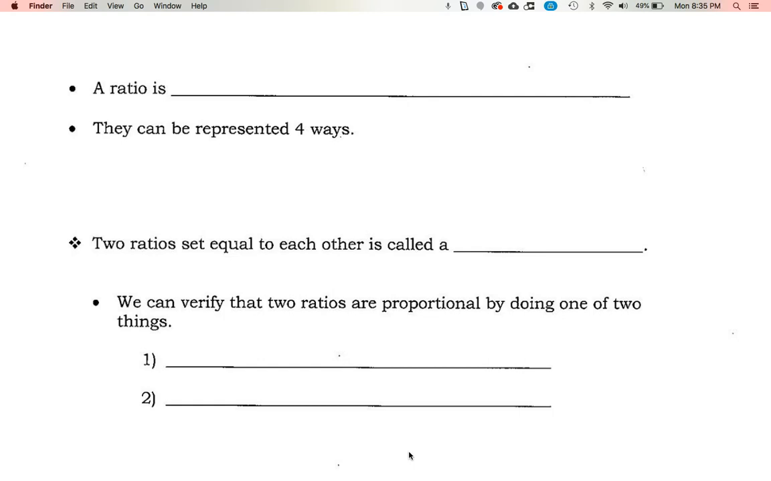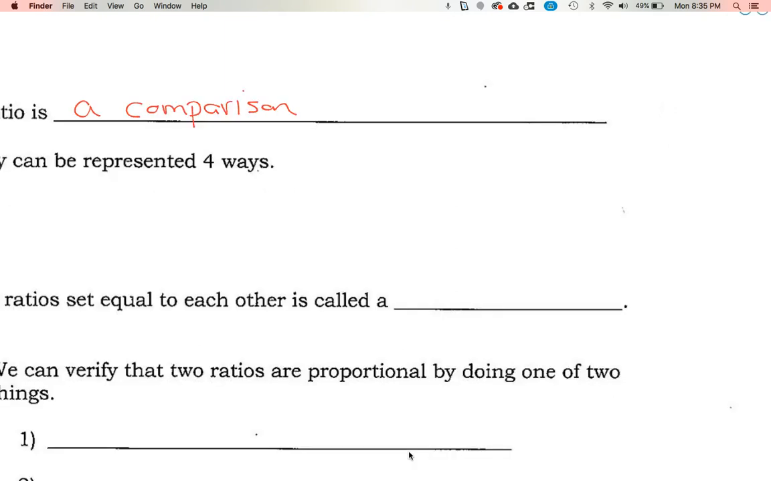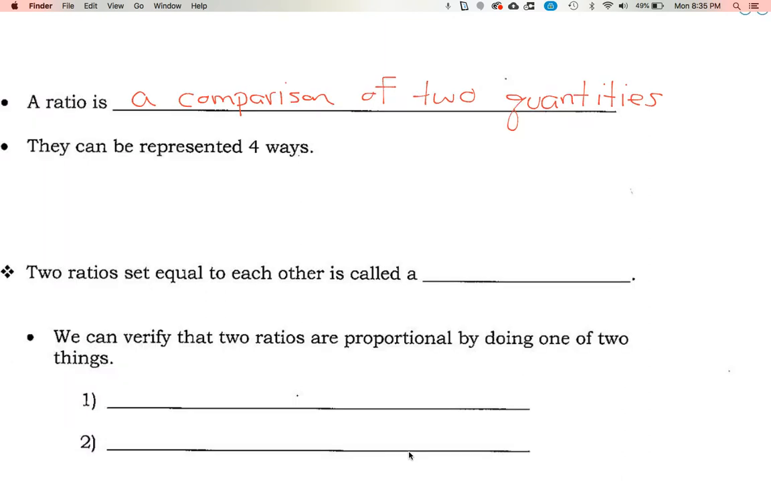So what is a ratio? A ratio is a comparison of two quantities. So in that picture example, the two quantities were horizontal and vertical dimensions, length and width, 8 by 10.